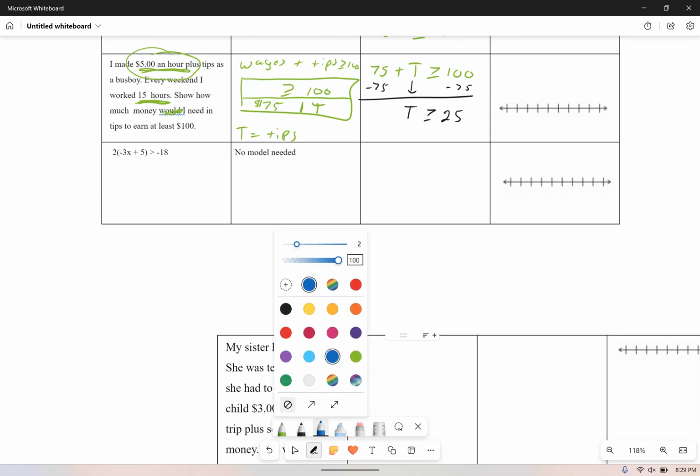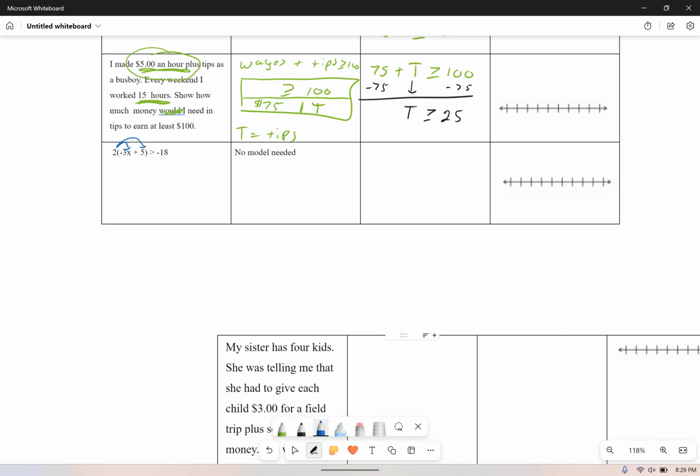All right, so here we have to distribute first. So I get negative 6x plus 10. It's greater than negative 18. I'm going to subtract 10 from both sides. I get negative 6x is greater than negative 28. I'm going to divide by a negative 6.